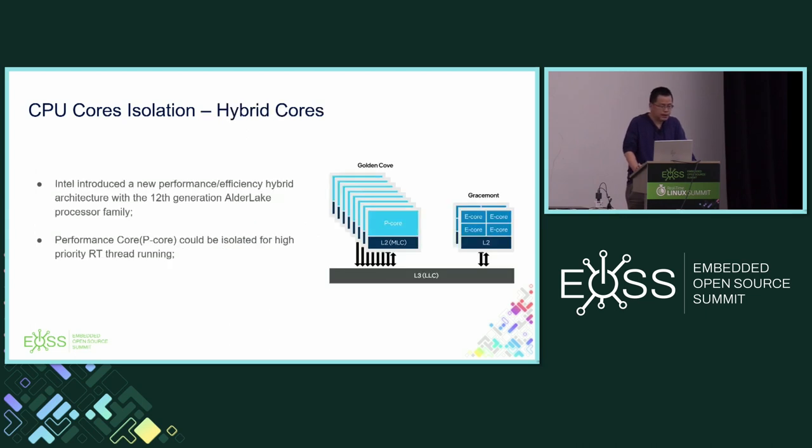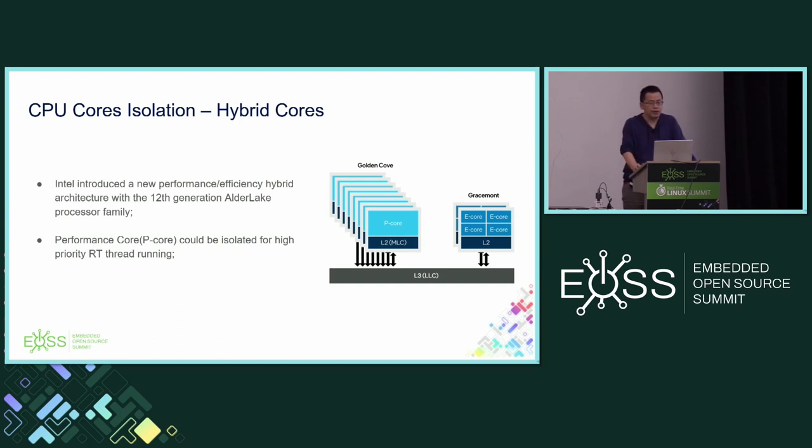Hybrid core. Intel introduced a new performance-efficiency hybrid architecture with the 12th generation Alder Lake processor family. The performance core has good performance but needs more power. The efficiency core saves energy, but its performance is worse than the P core.